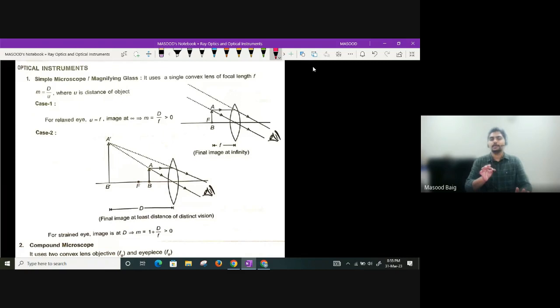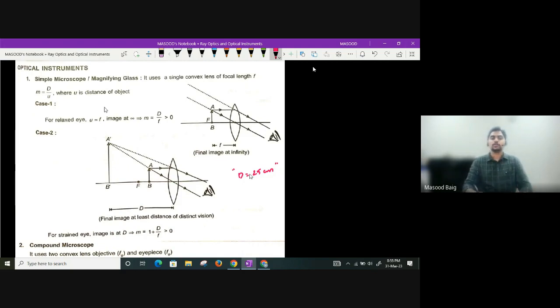And when the object is placed at far point, the final image will be formed at infinity, guys. Very important points again. Final image is formed at infinity. When the object is placed at near point, the final image will be formed at least distance of distinct vision. For a normal human eye, it happens to be 25 centimeters. This is also called near point. Far point for a normal human eye happens to be infinity, guys.